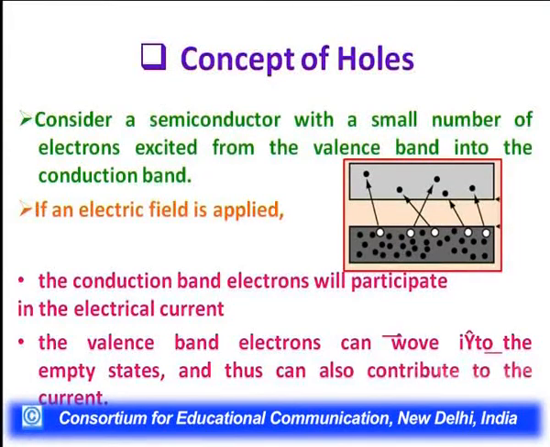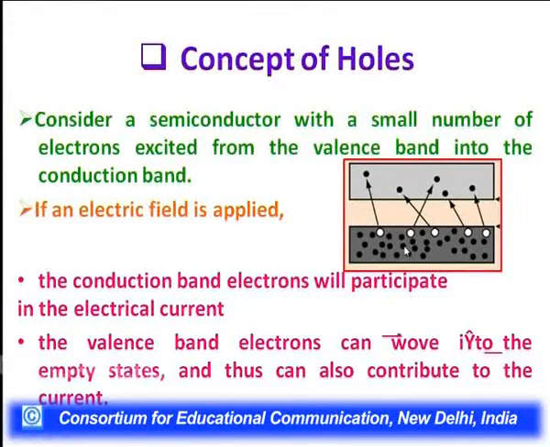Then what is the concept of hole in the band theory? Consider a semiconductor to define the concept of hole in a band theory, with a small number of the electrons excited from the valence band. This is the valence band and this is the conduction band. And here we are having the electrons at the valence band and they are excited to the conduction band.